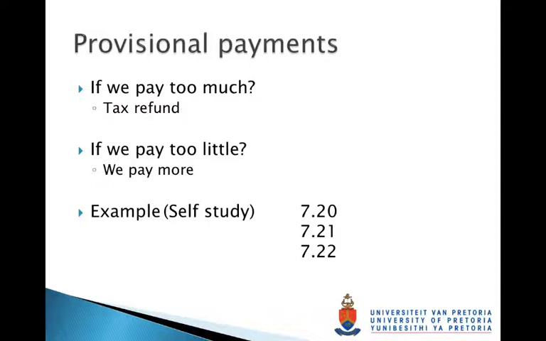And then what is an over or under provision? If we pay too much, we get a tax refund. Therefore, we overestimated. And if we pay too little, we pay more. Therefore, there was an under provision.